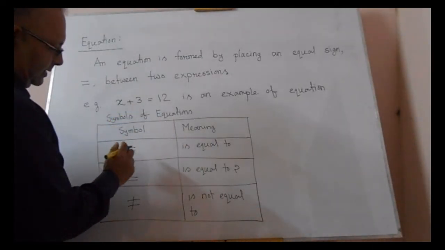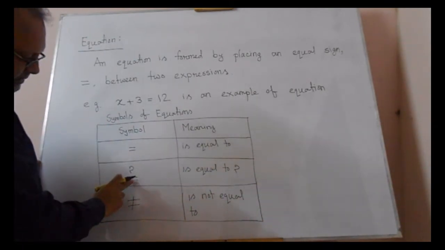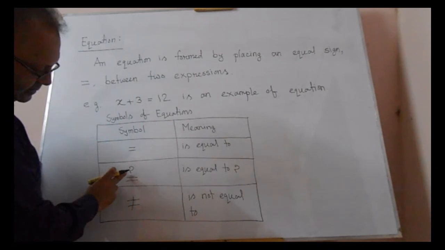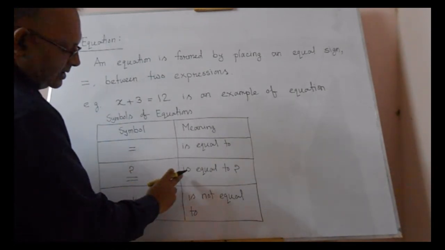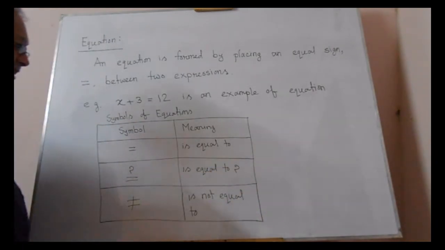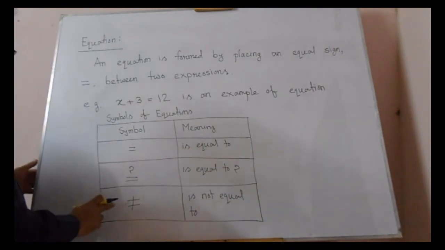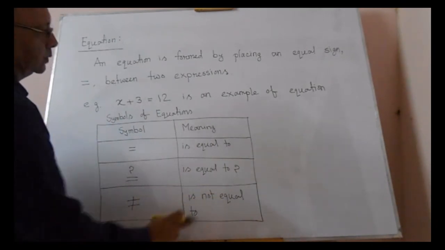Symbols of equation. The equal sign means is equal to. The equal sign with a question mark above it means is equal to question mark, which means whether it's equal. And this symbol means is not equal to.